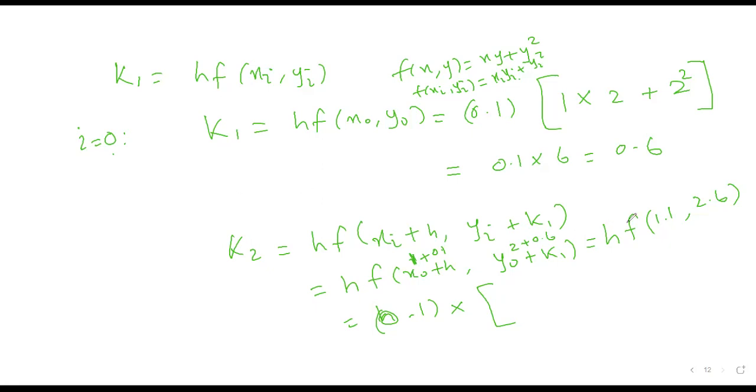So rather than substituting x naught plus h, y naught plus k, I already know the value, so it's better to substitute that. x naught will be 1 and h will be 0.1, so I need to find f of 1.1 comma 2.6, where y naught is 2 and k1 I have already found as 0.6. So if you substitute here, I'll get 1.1 times 2.6 plus 2.6 whole square, isn't it? So what is this answer?